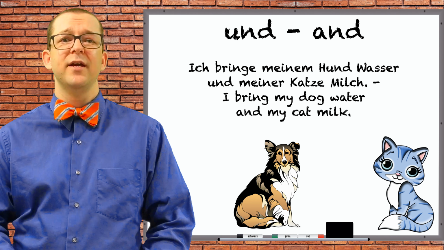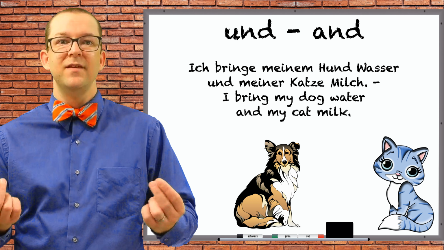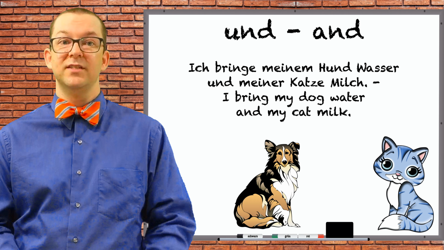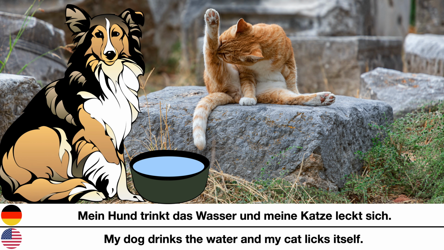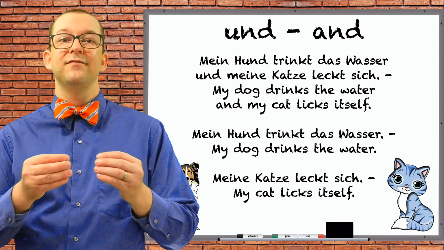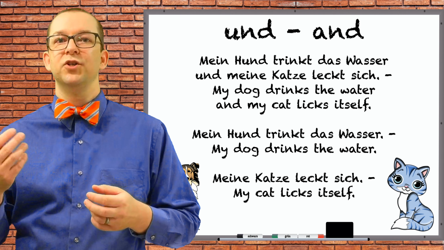Here we connected the phrase meinem Hund Wasser with meiner Katze Milch. These two phrases are more than just one word, which is what we connected in the previous example. Mein Hund trinkt das Wasser und meine Katze leckt sich. My dog drinks the water and my cat licks itself. This sentence connects two full sentences, which we classify as clauses when they're pushed together like this. You can do this with the conjunction und.